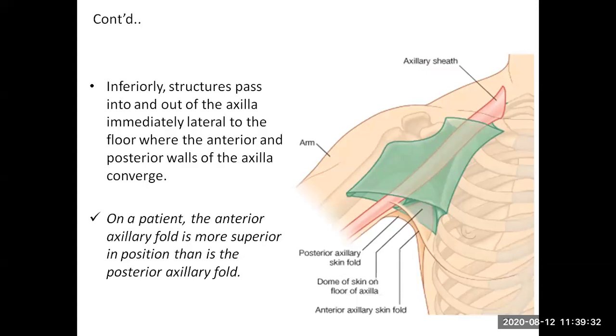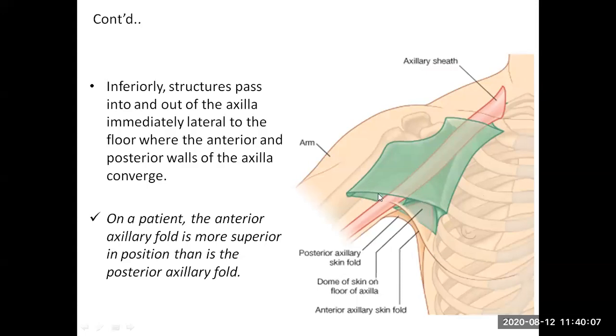Here, when you elevate your hand, when you abduct your hand up to the horizontal plane, in the living subject you will see the anterior axillary fold and the posterior axillary fold, and between the two folds the dome-shaped concave axillary fossa.